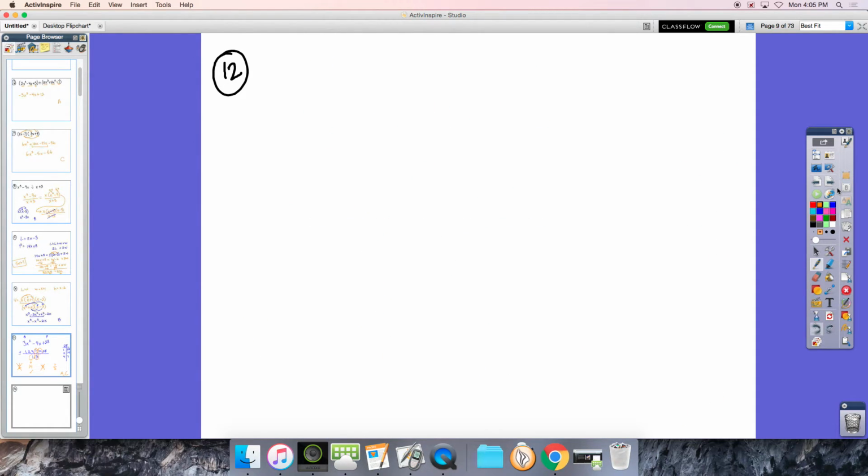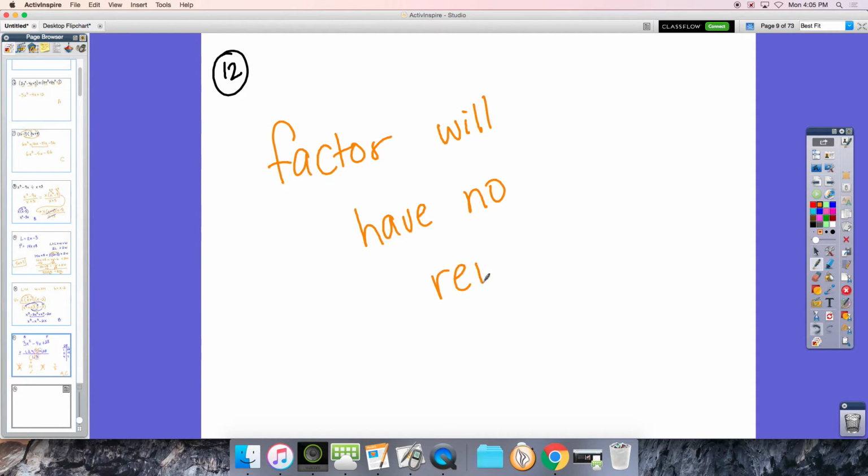Number 12 says, how do you know whether a polynomial is a factor of another polynomial? A factor will have no remainder when it's divided. So the answer would be A.